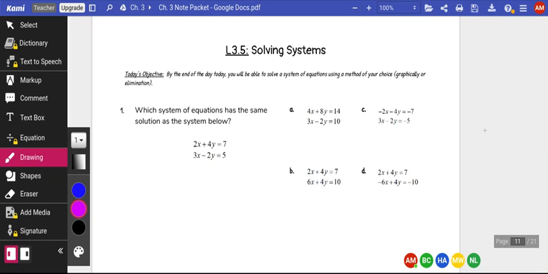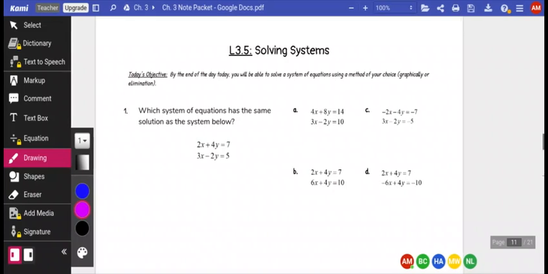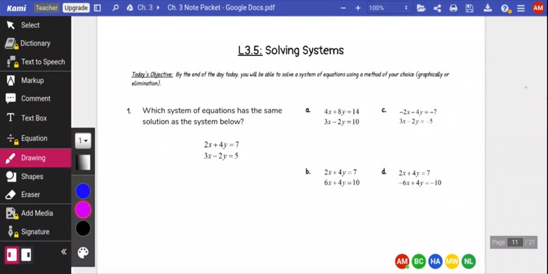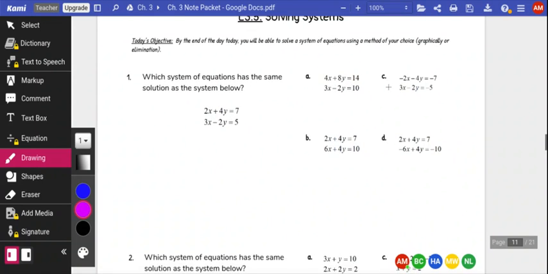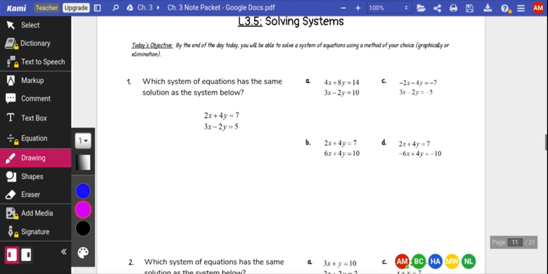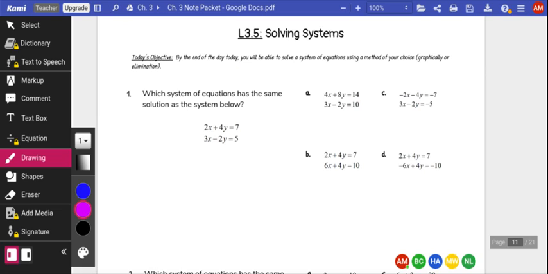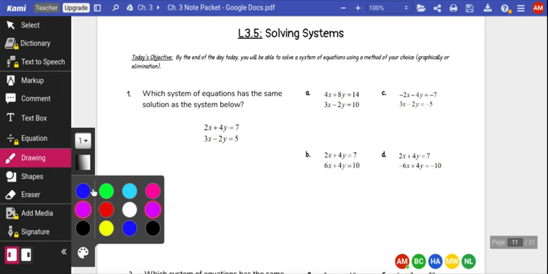Here's today's lesson. It starts on page 11 in our packet. What we're going to do today is solve a system of equations using whichever method is of your choice, but we're going to start with these first two, which are multiple choice questions. A little bit strange, right? So first, let's look. It says, which system of equations has the same solution as the system below?